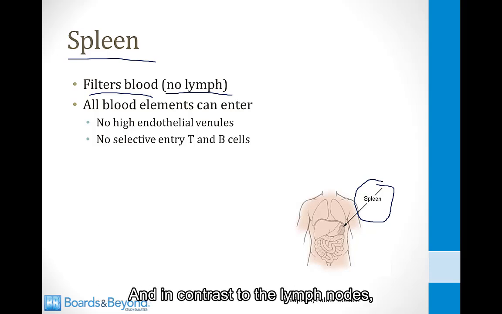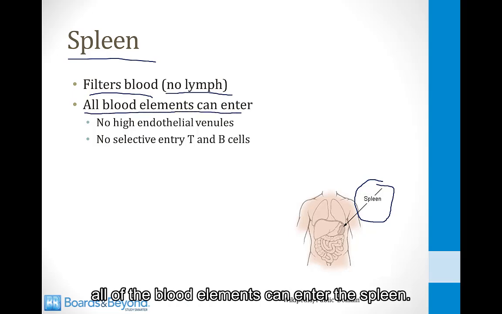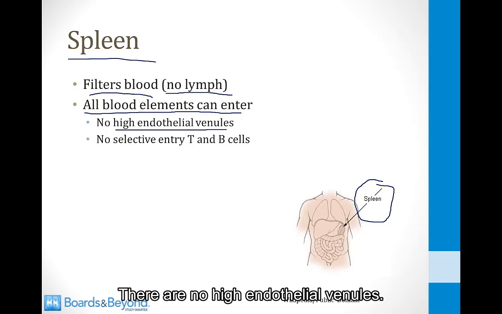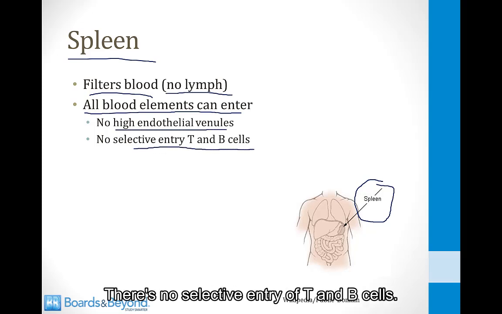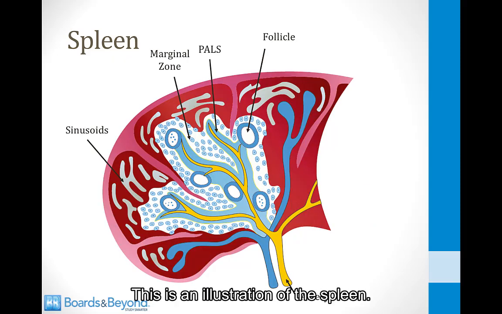And in contrast to the lymph nodes, all the blood elements can enter the spleen. There are no high endothelial venules. There's no selective entry of T and B cells. Everything that's found in the blood can percolate through the spleen so that the spleen can attempt to filter the elements in the bloodstream. This is an illustration of the spleen.